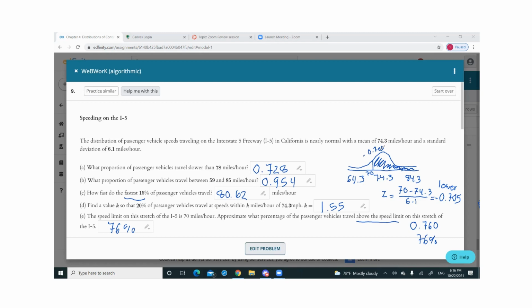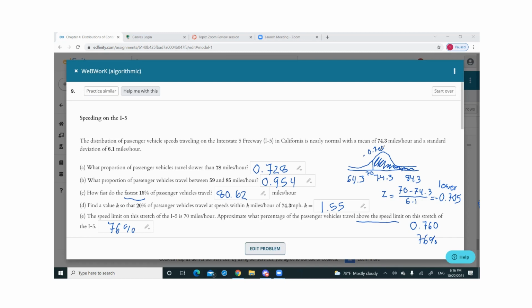And then you divide it by 6.1, right? I divided 70 minus 74.3. That answer I divided by 6.1. Okay, mine is a 35. Okay, 35. And then whatever you get for that, that's your lower.